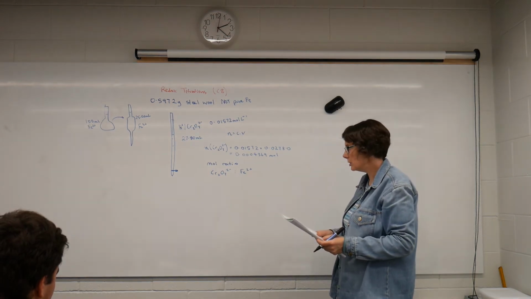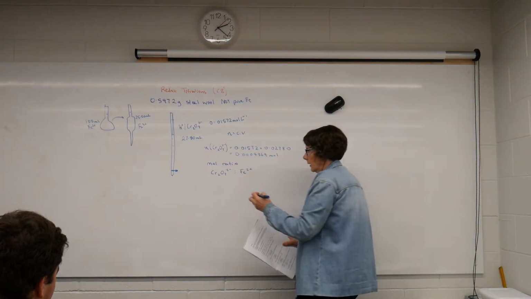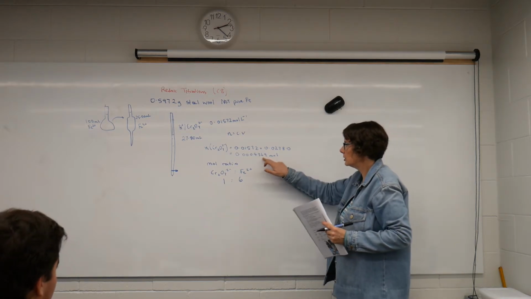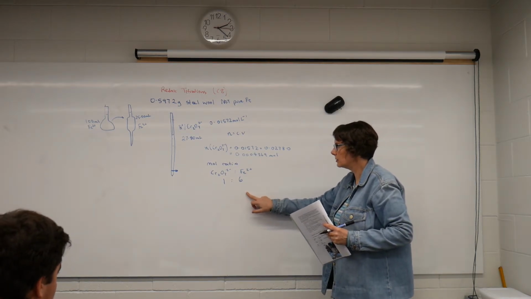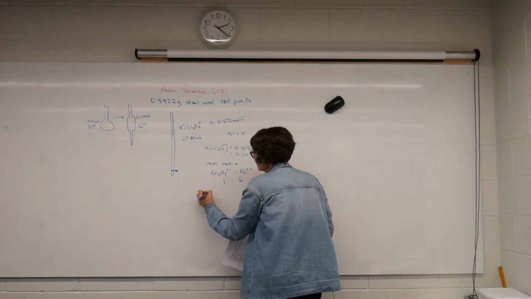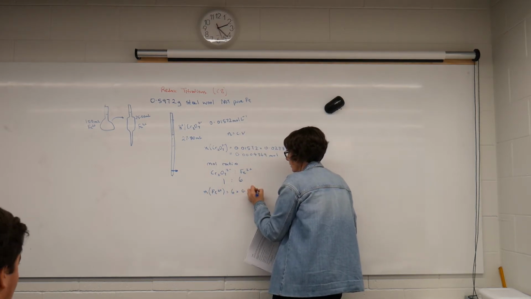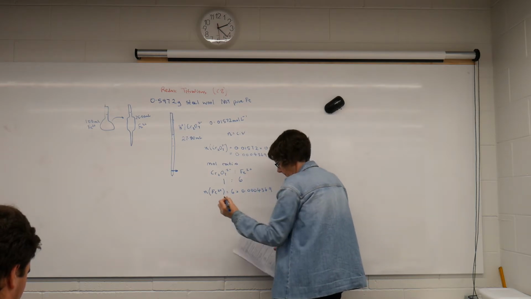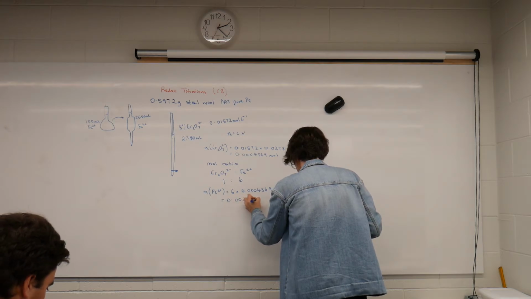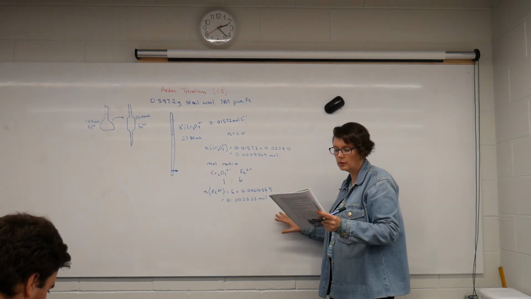Which according to the equation is what? What's the mole ratio? Yep. So if it's 1 to 6 here, what do I do to this to work out the moles of iron? Multiply by 6. Now I know the moles.